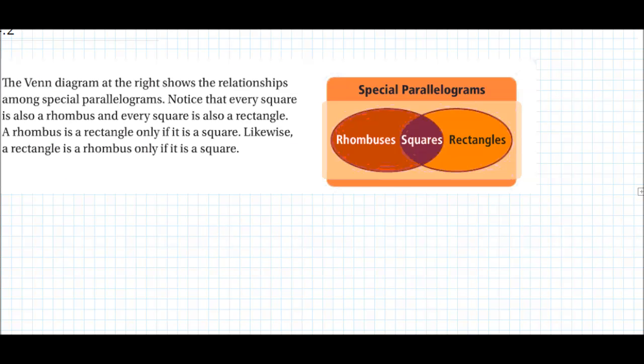The Venn diagram over here at the right shows the relationship among these special parallelograms. Rhombuses are represented in red to the right, rectangles in orange to the left, and squares, you notice, are in the middle. Squares are both rhombuses and rectangles.